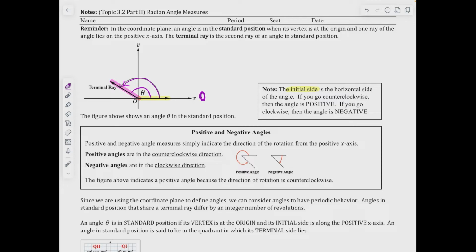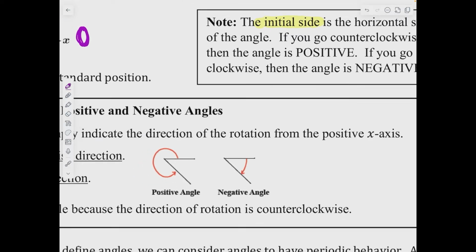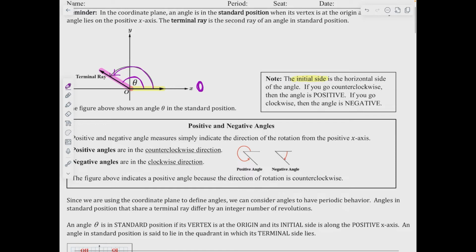If you have a negative angle, you start at 3 o'clock, your initial side, and then you open in a clockwise direction. So what we have here is an example of a positive angle versus a negative angle in terms of which way it opens. Notice that you can have a positive and negative angle that share the same initial side and the same terminal side as well. Keep that in mind as we keep moving through here.